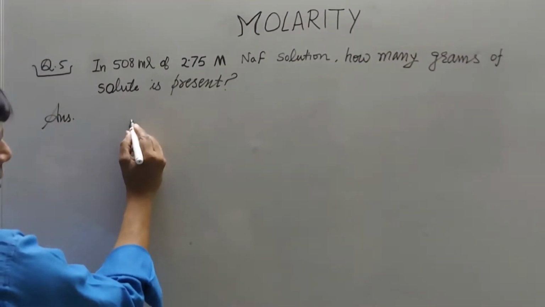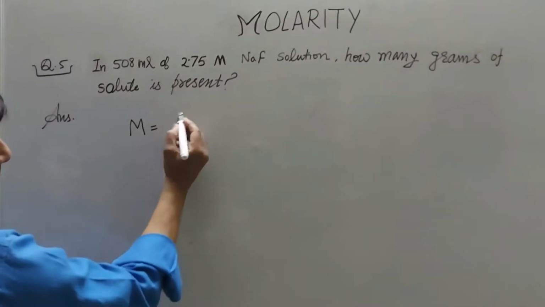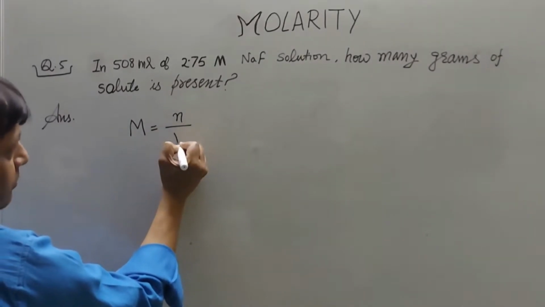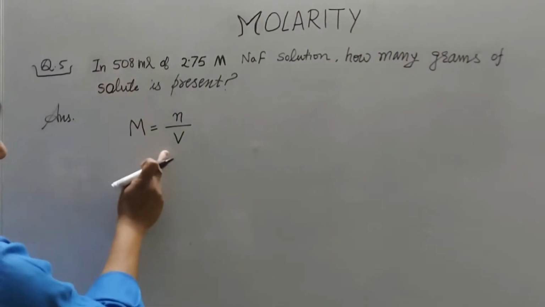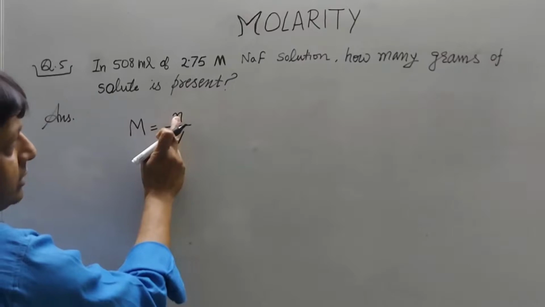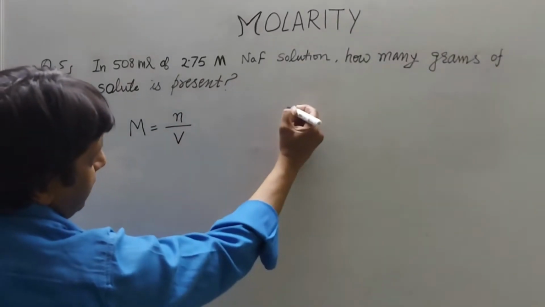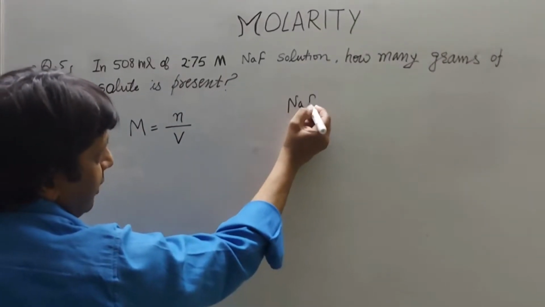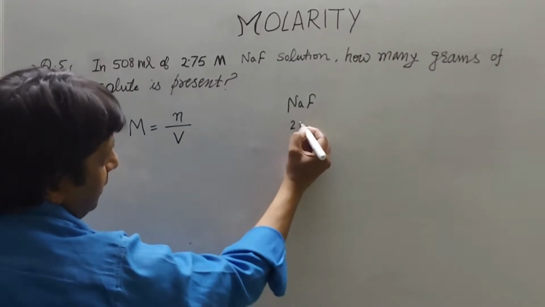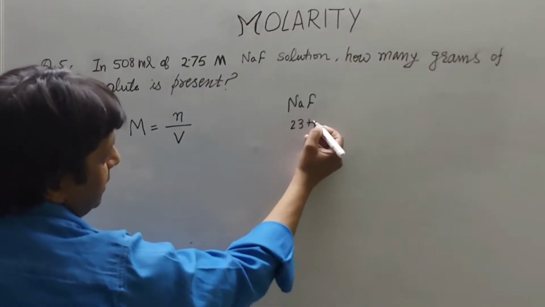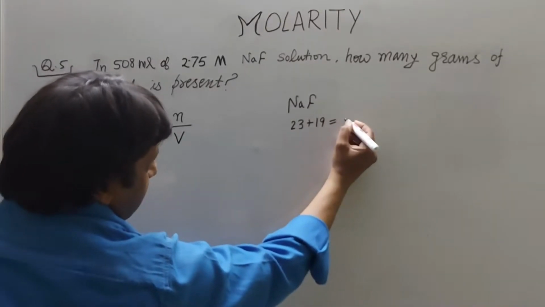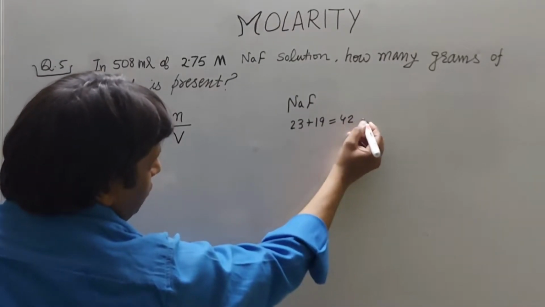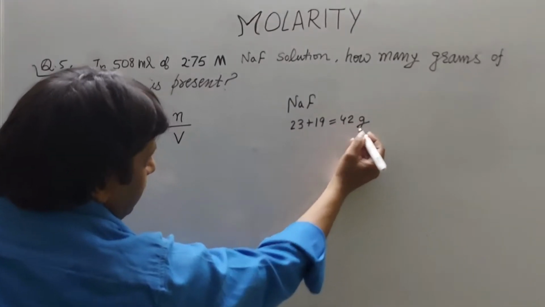Naturally, first we will apply the formula, we will use molarity, which is number of moles divided by volume. Molarity is given as 2.75 molar, volume is given, we have to find the number of moles, for which we have to find the molar mass of sodium fluoride. The atomic mass of sodium is 23 plus fluorine 19, that is equal to 42. We are using G for molar mass.